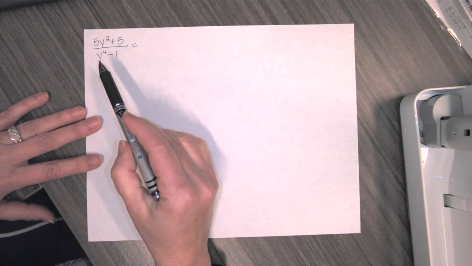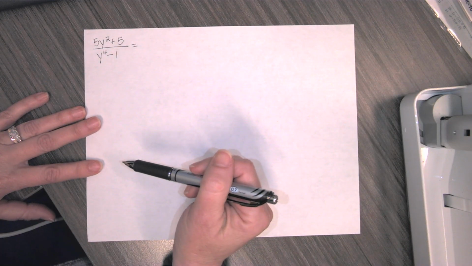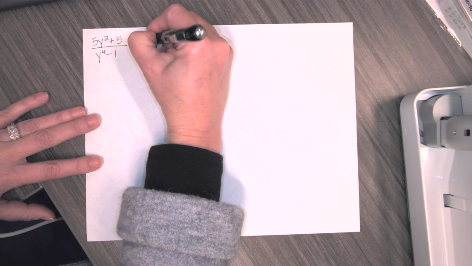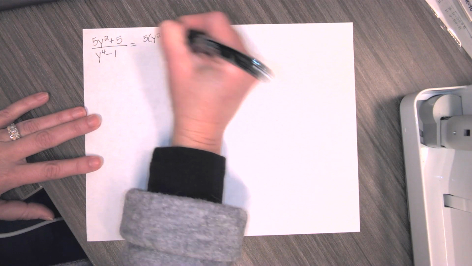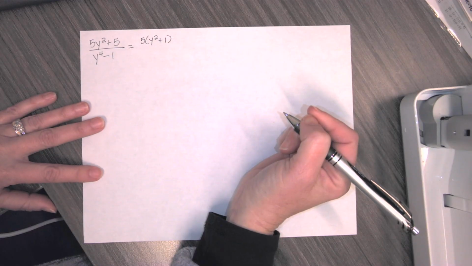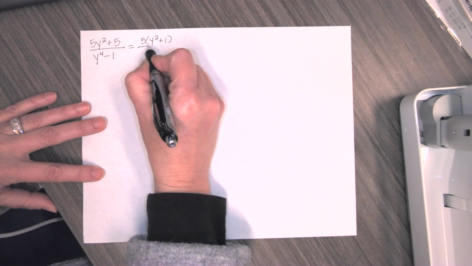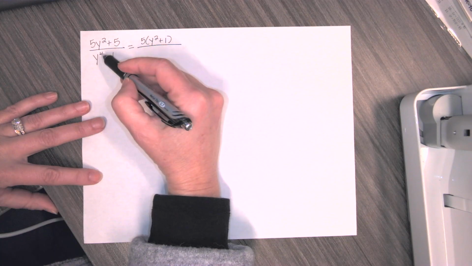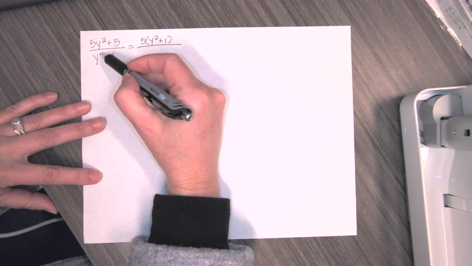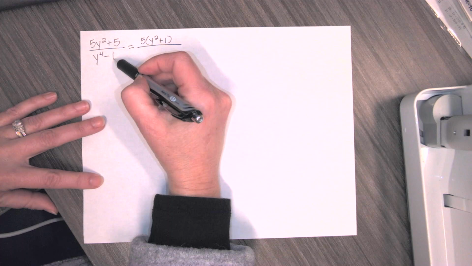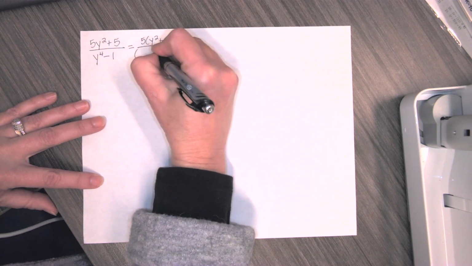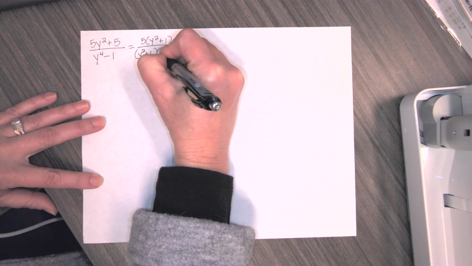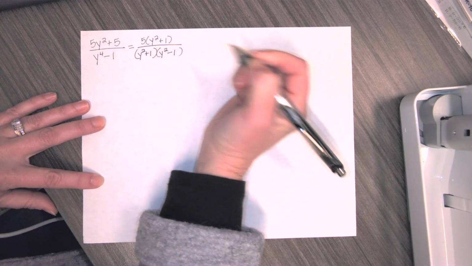We have a binomial on top and a binomial on the bottom. We always look for a greatest common factor first. I do have one on the top. It's a 5, so I can take out a 5. I do not have a greatest common factor on the bottom, but I do see that this is the difference of squares. Any variable to an even power is a perfect square, and we know 1 is a perfect square. So that is going to factor to y squared plus 1 and y squared minus 1.